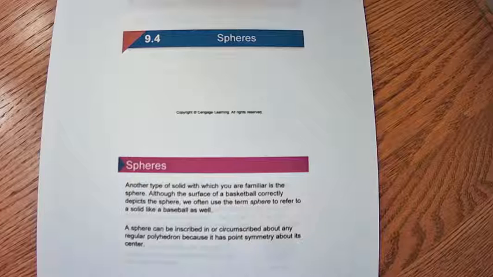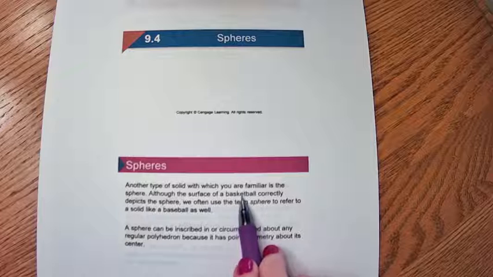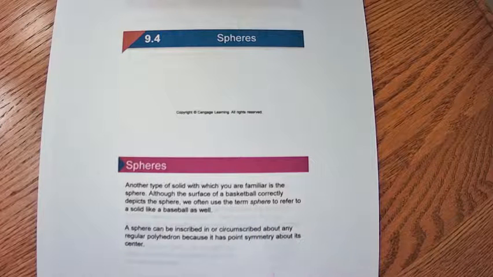The solid we're going to talk about are spheres. And a sphere is basically like a ball. Like if you talk about a basketball, that would describe a sphere. It would be all points that are equidistant from the center of the sphere.